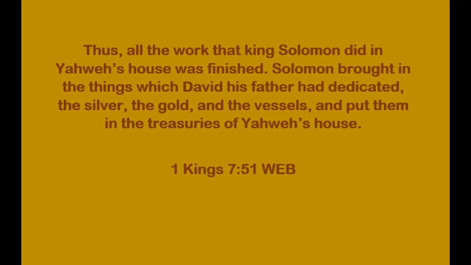So he made the pillars, and there were 2 rows around the one network to cover the capitals that were on the top of the pillars, and he did so for the other capital. The capitals that were on the top of the pillars in the porch were of lily work, 4 cubits. There were capitals above also on the 2 pillars close by the belly, which was beside the network. There were 200 pomegranates in rows around the other capital.